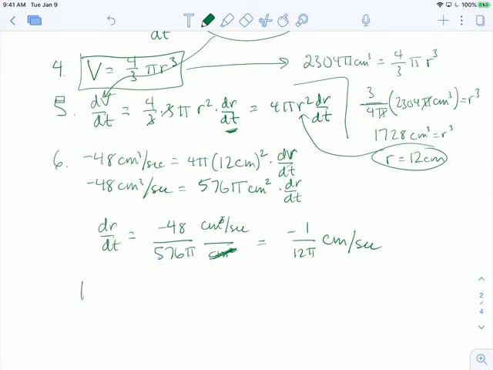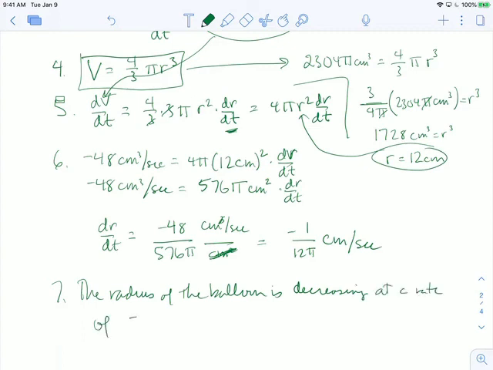And so I can write down in my sentence: the radius of the balloon is decreasing at a rate of negative 1 over 12 pi centimeters per second when the volume is 2,304 pi cubic centimeters.